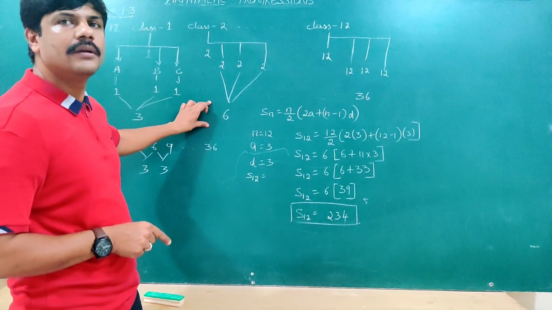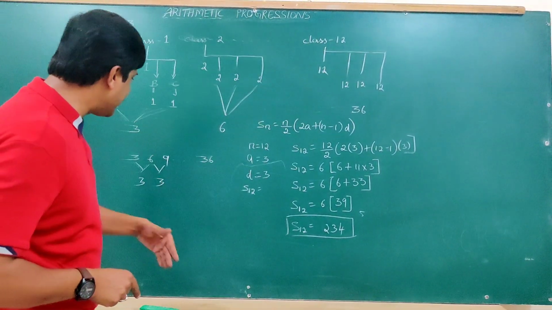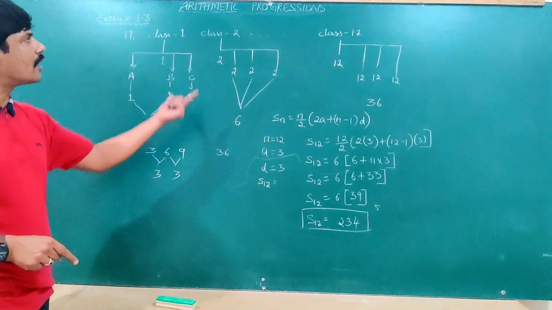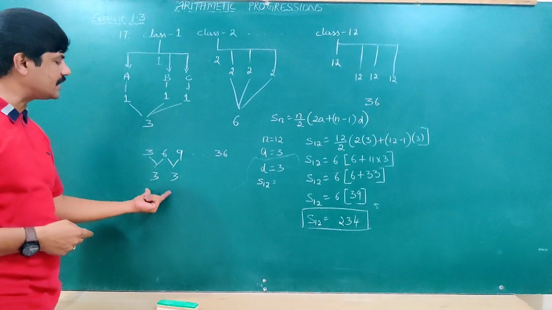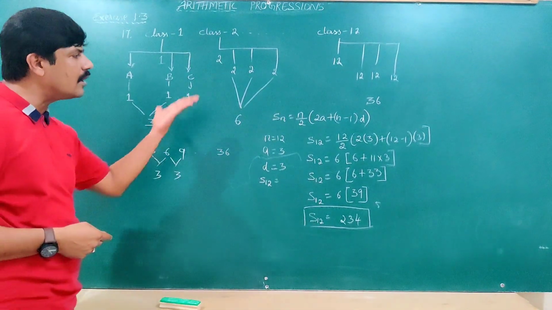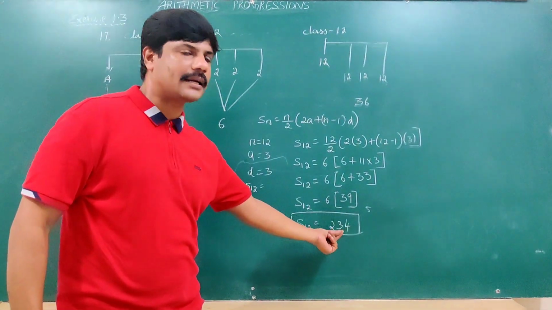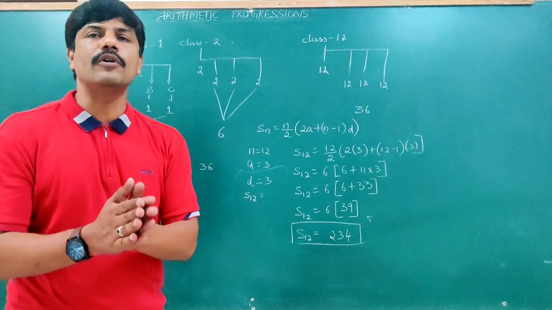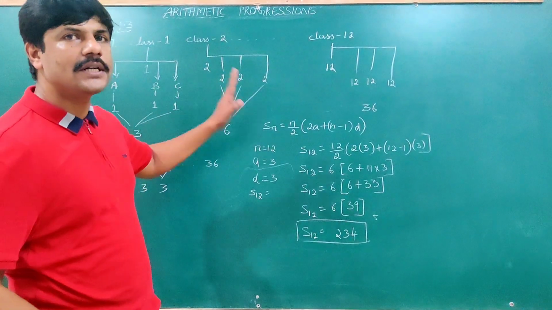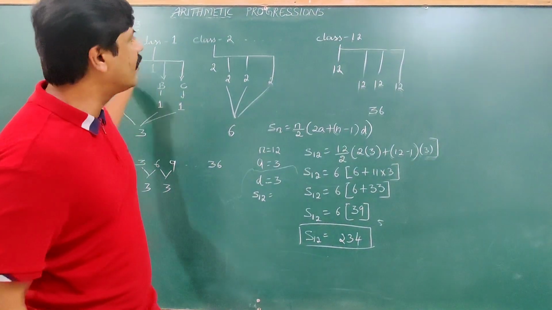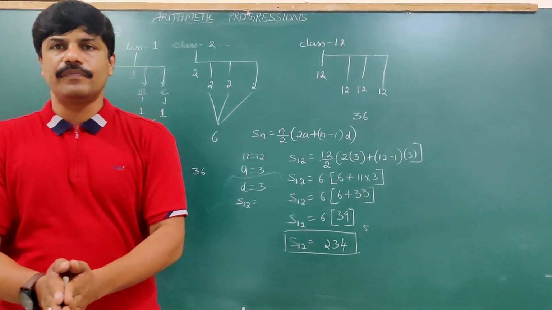Class 2, 6. Class 3, 9, etc. Thus we get 3, 6, 9 in the form of an arithmetic progression. A set of numbers, since having the common difference 3, forms an arithmetic progression. Therefore, we can use the sum of n terms formula and substitute. We will get 234. What is that 234? 234 is nothing but the number of trees planted by the students of that particular school, consisting of 12 classes. Understand, children?